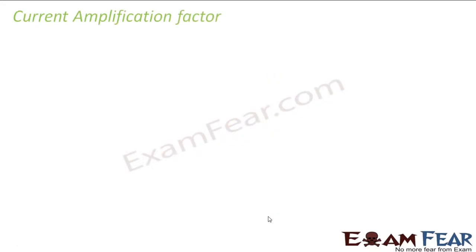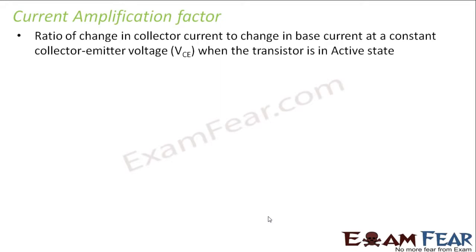The third one is the current amplification factor. So how do we define a current amplification factor? Whenever we talk about any amplification factor, I am basically trying to compare the output current with the input current, right? So this is defined as the ratio of change in collector current to the change in base current at a constant collector emitter voltage when the transistor is in active state. Right now we are only considering the active state of the transistor. We are not bothered about the cutoff state or the saturation state, right?